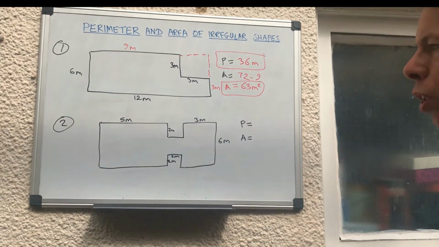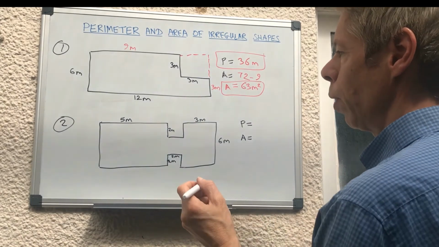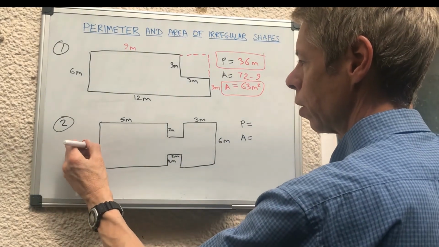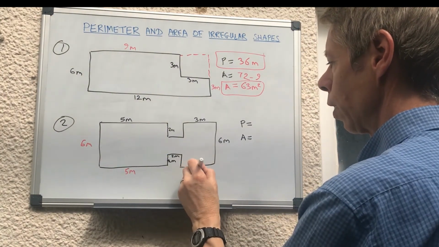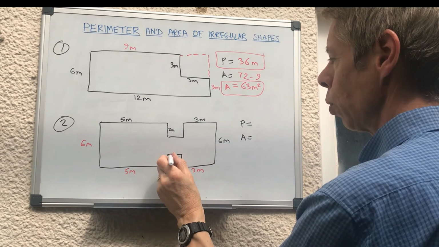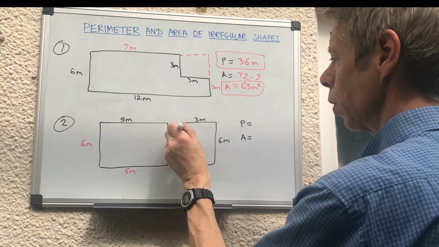Okay, for question 2, again, let's mark in the other things we need for the perimeter. So that's going to be 6. That's parallel to that, that's going to be 5. That's going to be a 3. And then these are 2's all the way around, aren't they? 2 plus 2 plus 2, 2 plus 2 plus 2.